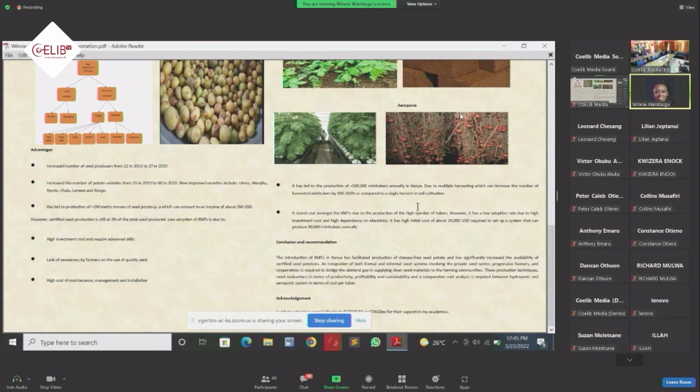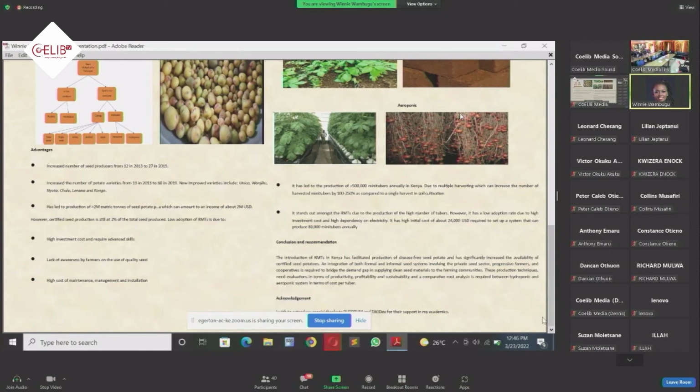This is due to production of a high number of tubers. However, the adoption rate is quite low, and this is due to high investment cost, and it totally depends on electricity. It has been reported that it has an initial cost of around 240,000 USD, which is required to set up an aeroponic system that can produce 80,000 mini tubers annually.